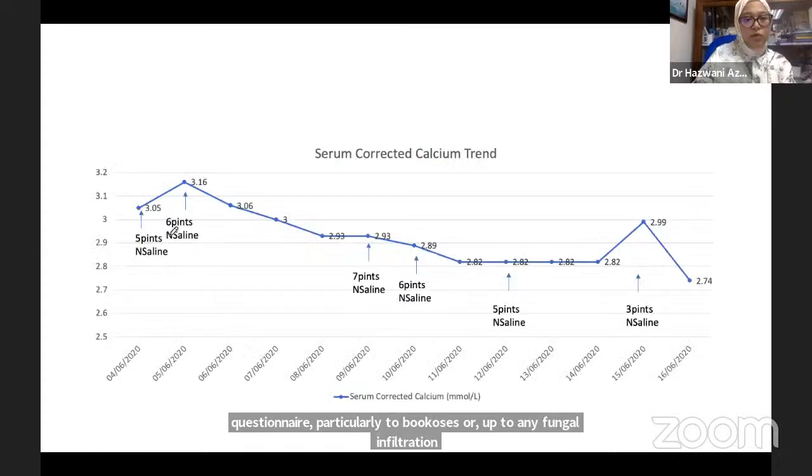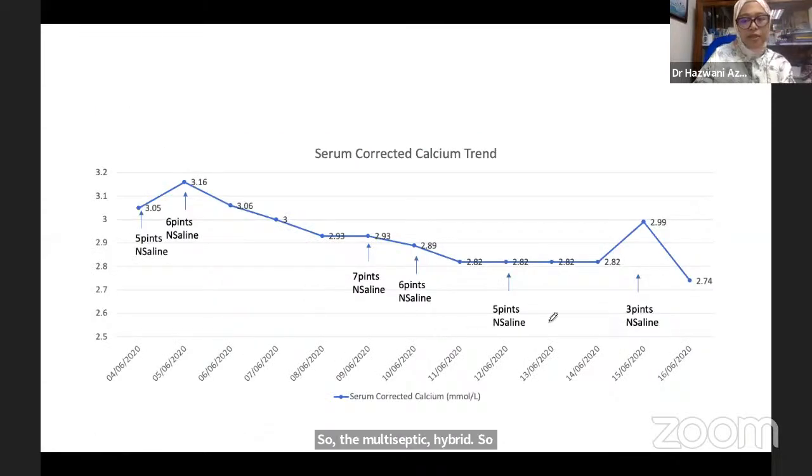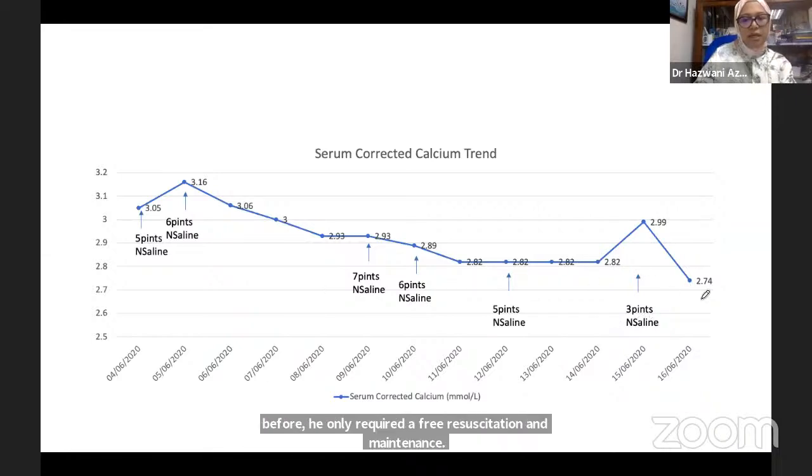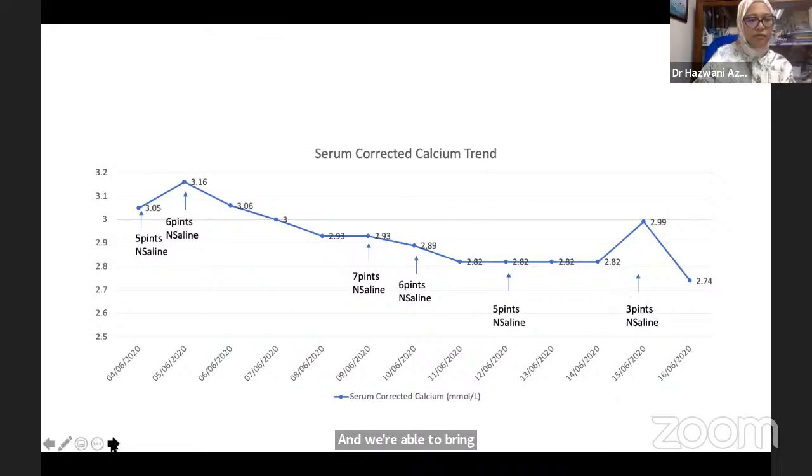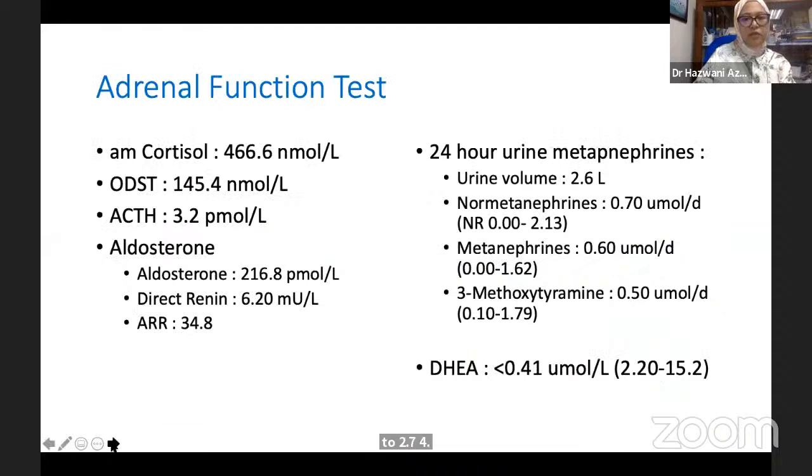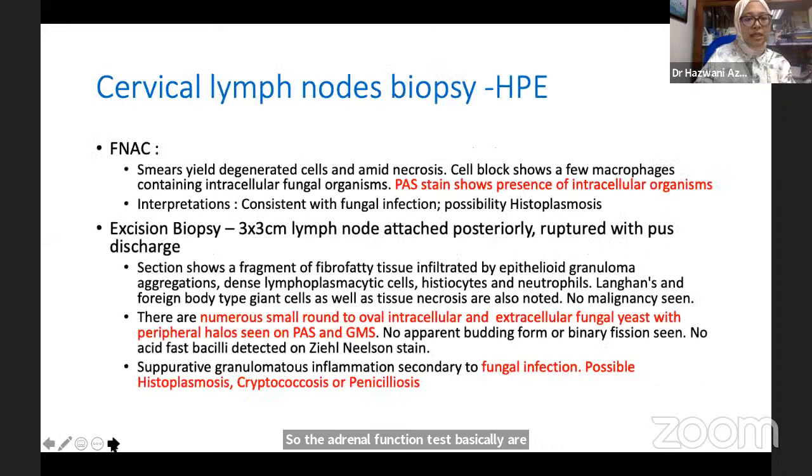So as I've told you before, he only required fluid resuscitation and maintenance. We were able to bring the calcium from highest 3.16 to 2.74. The adrenal function tests basically are normal. So we did send for cervical lymph node biopsy. Surprise, surprise, it turned out consistent with fungal infection, possibly either histoplasmosis, cryptococcosis, or penicilliosis.